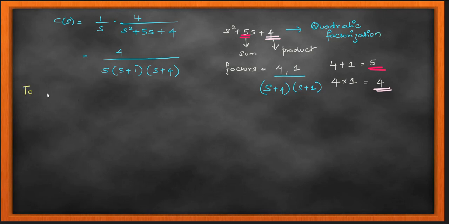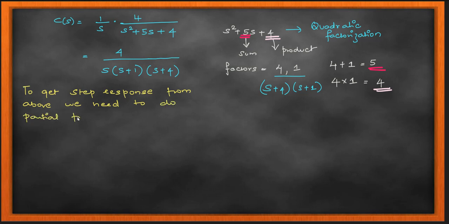So when I have a quadratic expression s square plus 5s plus 4, my 5 is the sum and 4 is the product. And then how do I factorize it? I look for factors which meet this criteria. They add up to 5 and they multiply up to 4. And that is the factors 4 and 1 I get.